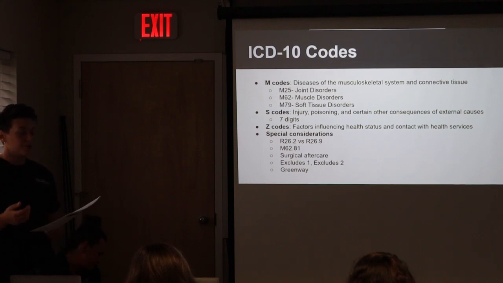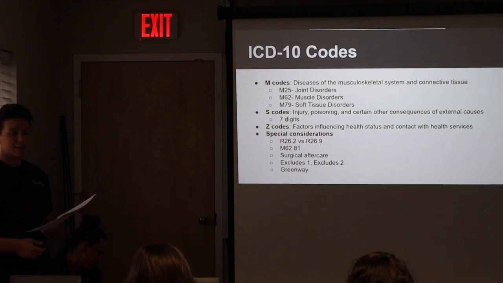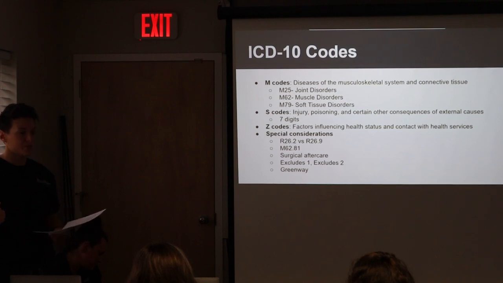For joint replacements, we're using Z47.1, which is the aftercare code for joint replacement, and then the joint replacement specific code, which is Z96.6, and then the body part and the side. So you're using both of those together, because one means that the joint replacement was done, and one means that we're treating them for the aftercare for that joint replacement.